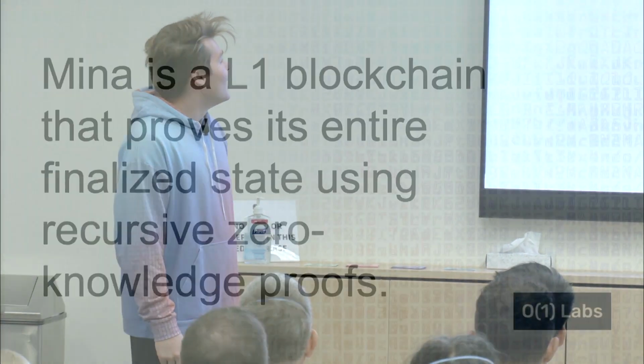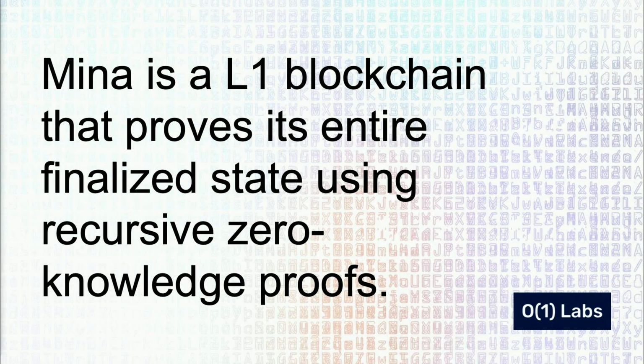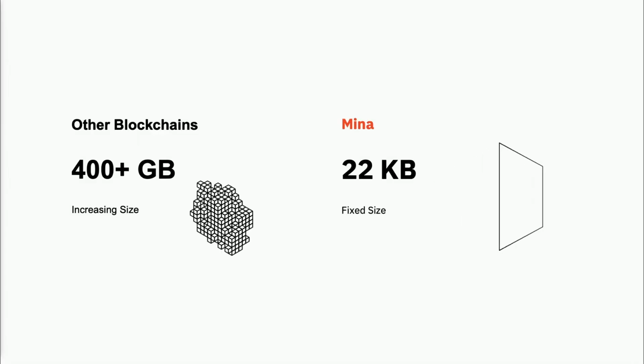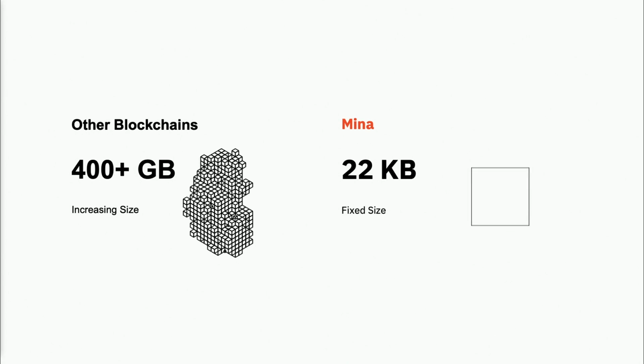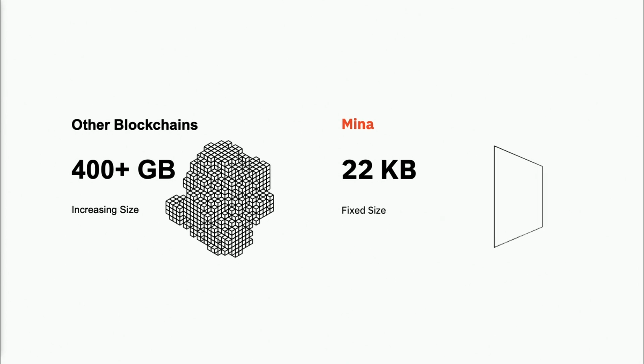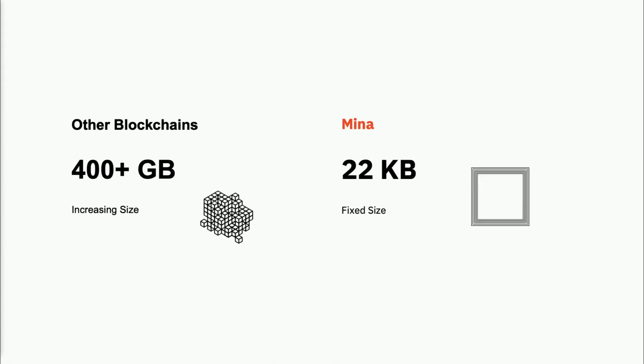What is Mina? Mina is a layer 1 blockchain that proves its entire finalized state using recursive zero-knowledge proofs. And also, the smart contracts take the form of zero-knowledge proofs. Unlike other blockchains, the size of the thing required to verify the current finalized state doesn't grow. It stays fixed at the size of 22 kilobytes.